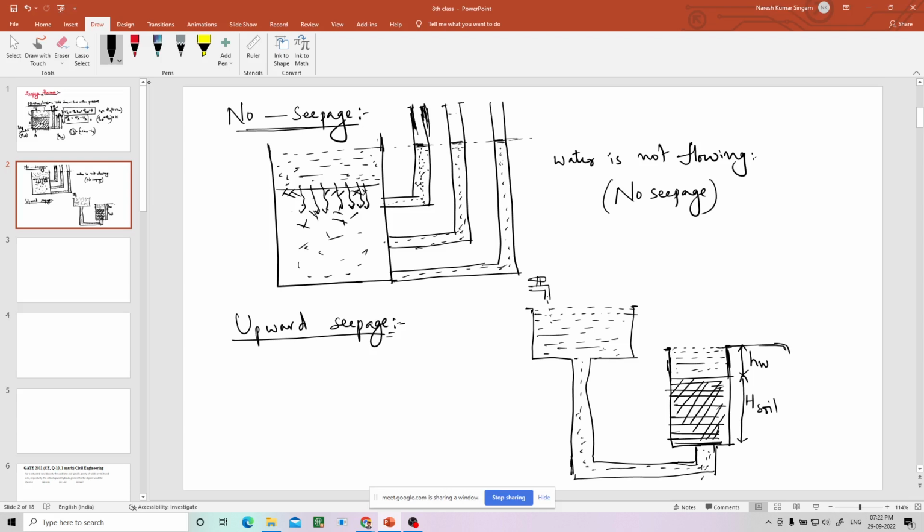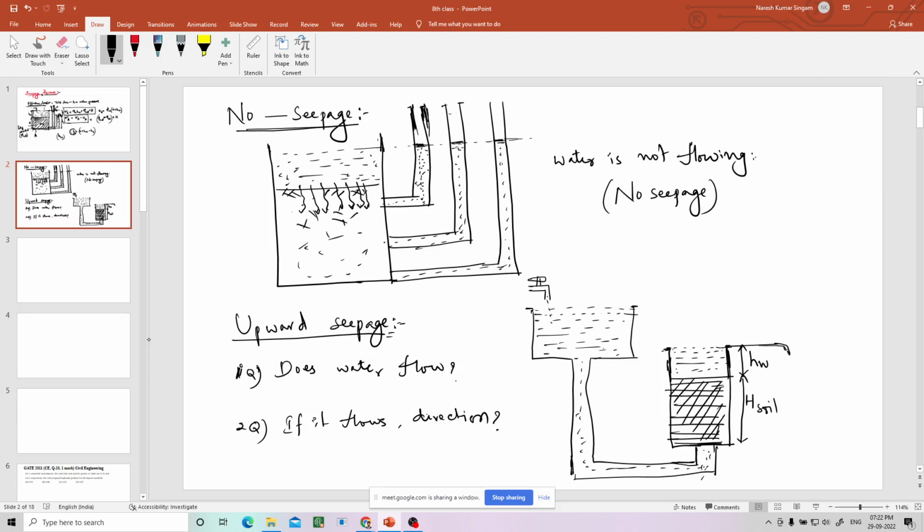It has an outlet, let us say. Now can you tell me, will the water flow? First question is, does water flow here? Second question is, if it flows, what is the direction of flow? Can you reply to it?